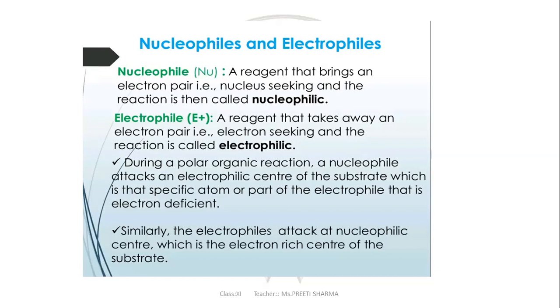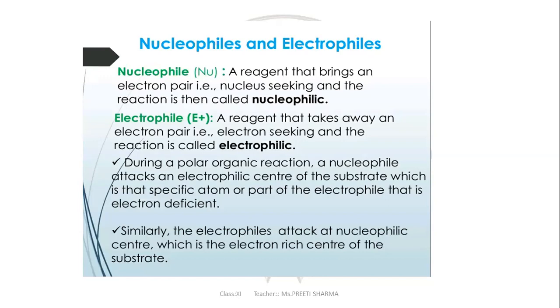So nucleophile means a reagent that brings an electron pair, or that is nucleus seeking. It means nucleophile is what? Nucleus loving, or we can say nucleus attracting, right? Because nucleo means nucleus and phile means loving. So nucleophile is that attacking reagent which loves or has an attraction for the nucleus or a positive part, right? So it is therefore either negatively charged or neutral, but with at least one lone pair.